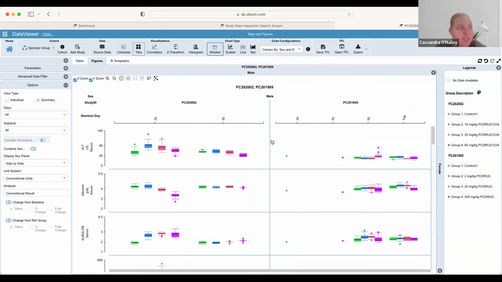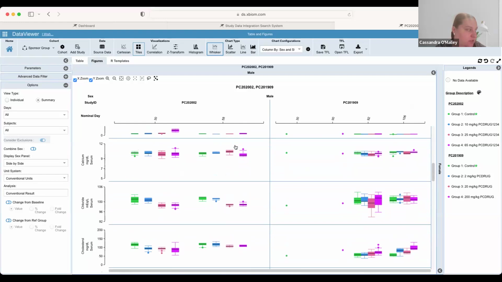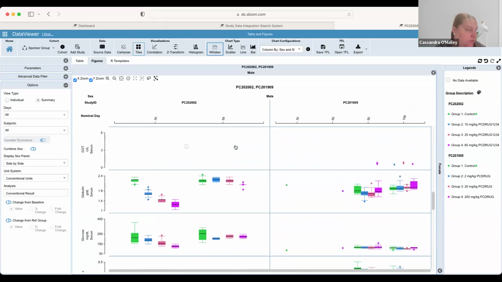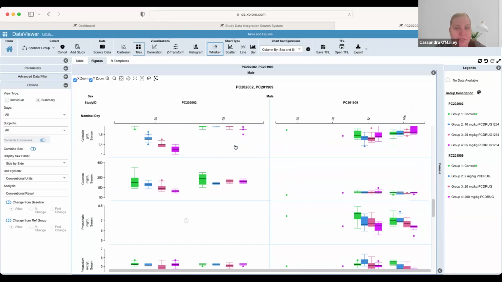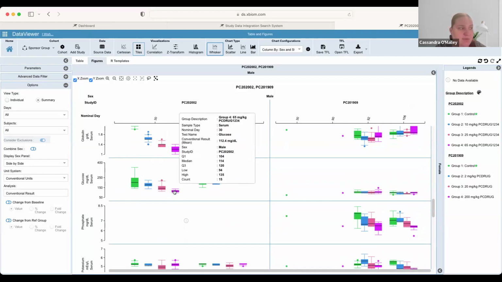Okay. And now I just have the males in each study for the clinical chemistry presented. I'm going to scroll down to glucose. And I'm going to note here that the control in the left side of the study seems to maintain about the same glucose levels. The dose groups of 10 and 25 milligram per kilogram seem to be about the same, but the dose of 65 milligram per kilogram has decreased.